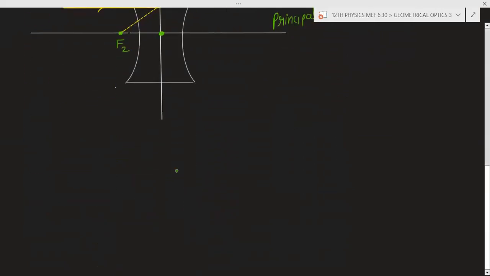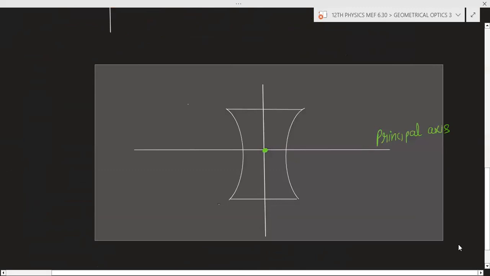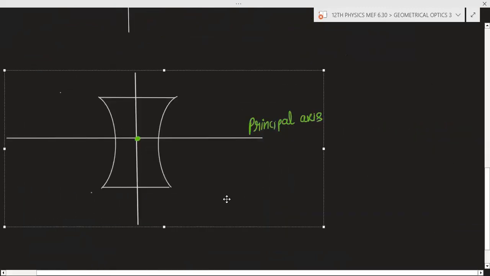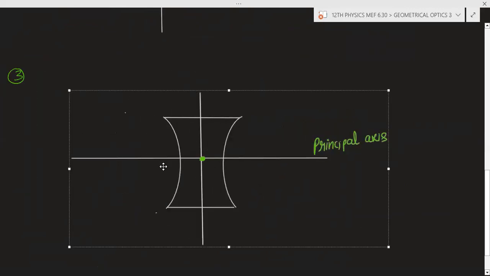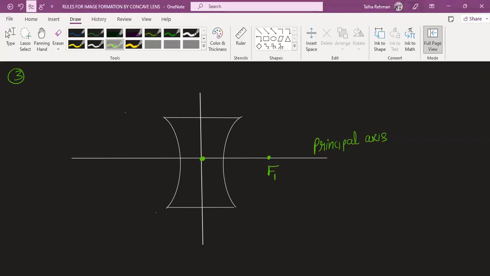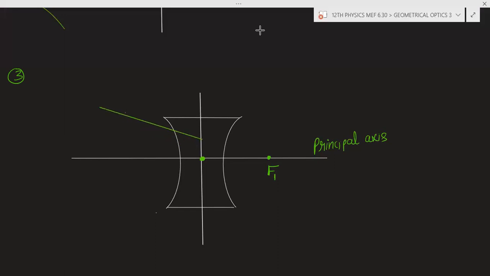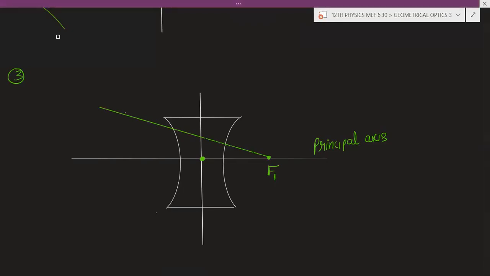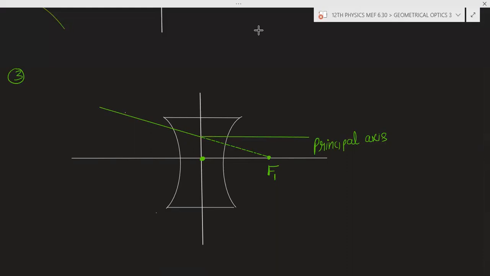Okay, rule number three. If a ray of light is going towards F1, suppose the ray of light is like this, going towards F1, after passing from the lens, it will become parallel to the principal axis.